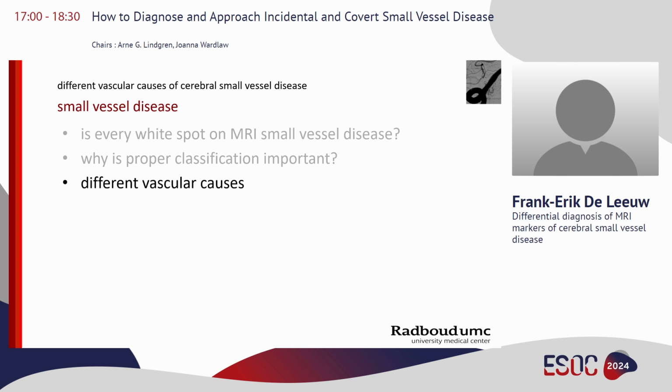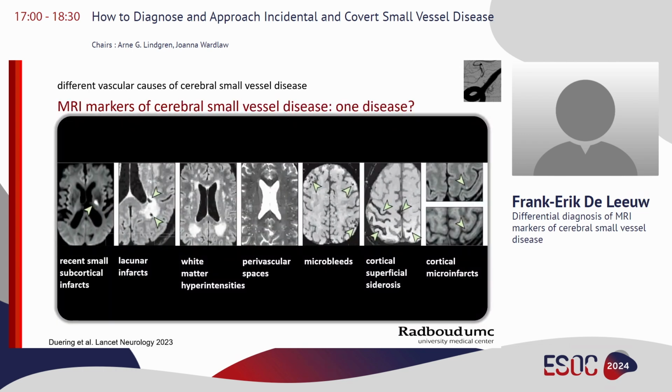There are obviously also different vascular causes of small vessel disease. Because as you can appreciate from this entire spectrum of small vessel disease, it's hard to believe that this is caused by one single disease, by one single vascular cause. It goes from the picture on the left, the acute recent small subcortical infarct, to the pictures on the right, the hemorrhagic spectrum of disease. So leaky blood vessels versus occluded blood vessels. It's difficult to attribute this to one and the same disease.